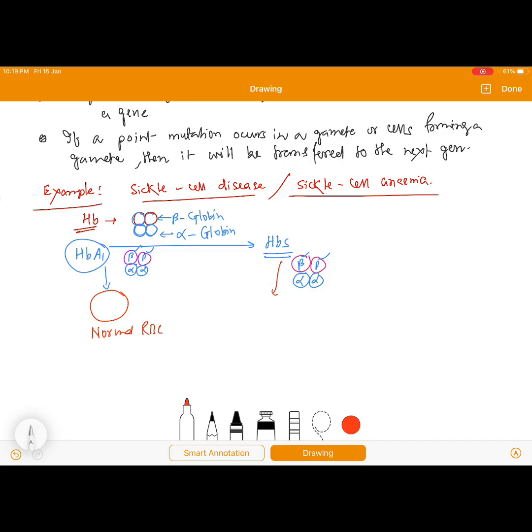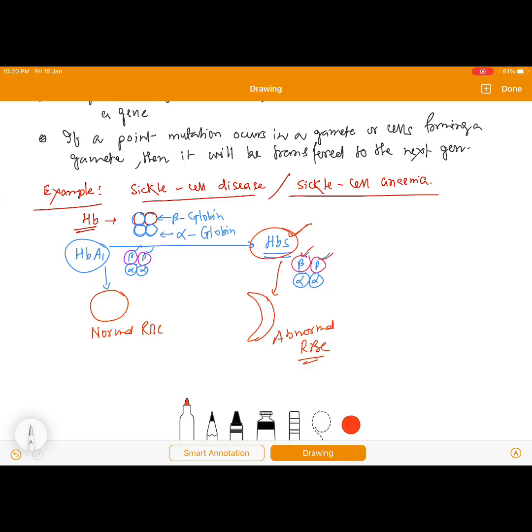But this hemoglobin, this HbS, is going to form the RBC which is somewhat like this. It is sickle shaped. It is a sickle shaped RBC. This is the abnormal shape of RBC. So this abnormal shape of RBC is because of HbS, and this HbS is because of a point mutation in the beta globin. Alpha globin remains untouched.